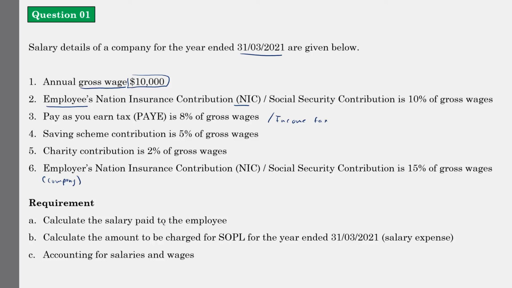There are 3 requirements in this question. What is the first requirement? Calculate the salary paid to the employee. So let's calculate the salary.